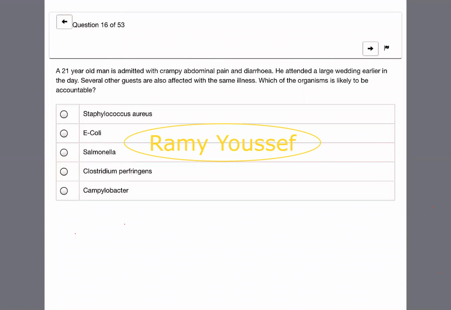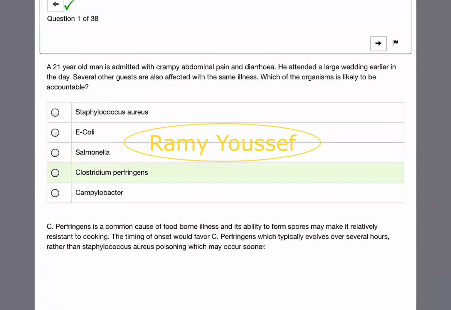Okay. And this is a hard question. Abdominal pain and diarrhea. Yeah, I go with the Clostridium. Okay. Staphylococcus. Okay, we have two right answers here. But we will just choose the best answer according to the timing of the diarrhea. Causes that will make the diarrhea or gastroenteritis on the same day, we have Staph aureus and Clostridium perfringens.